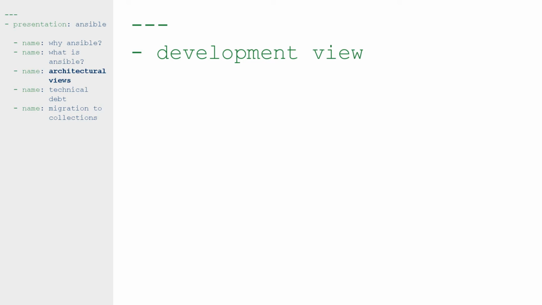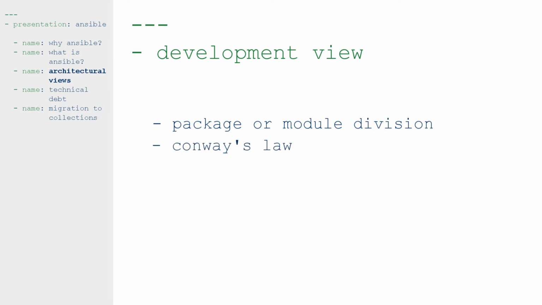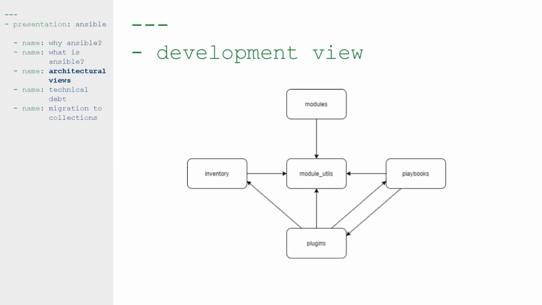So third and lastly, there's the development view. This will resemble the way packages or modules are structured inside your application, which is also in line with Conway's law, which states that the structure of your application will resemble the structure of your organization. And this is important because the organization we can interpret here as the contributor community, which is thousands of people big. So that has to have a good structure.